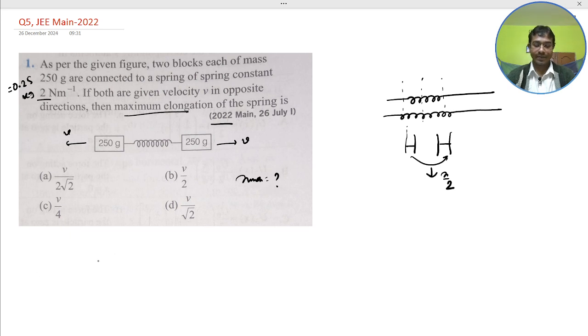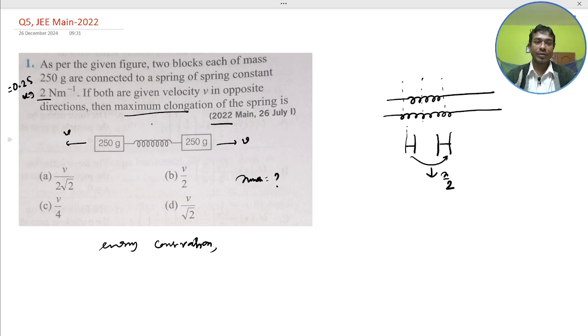So here we use energy conservation, and one thing I just say to you is that energy conservation is very important in solving the problems of JEE, like momentum conservation, linear and angular momentum, energy conservation, potential energy and kinetic energy. Total energy after is equal to total energy before.